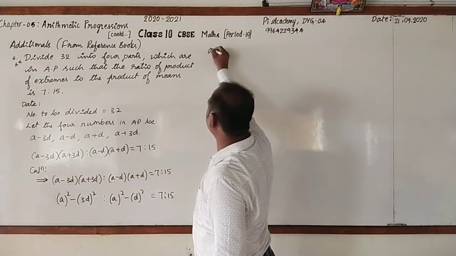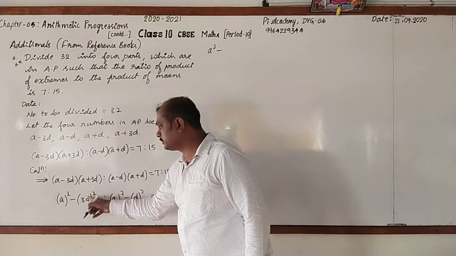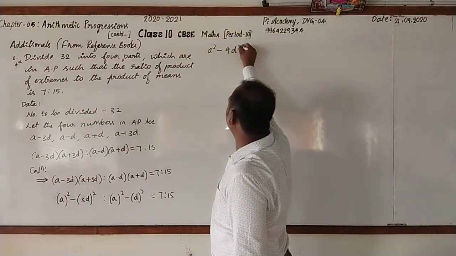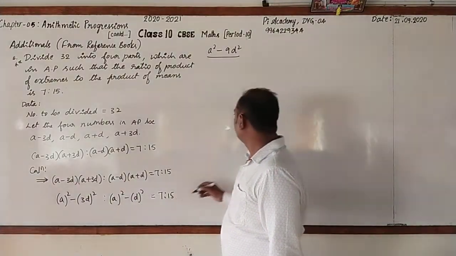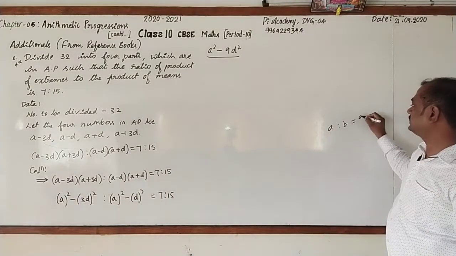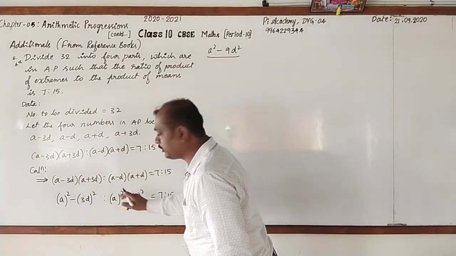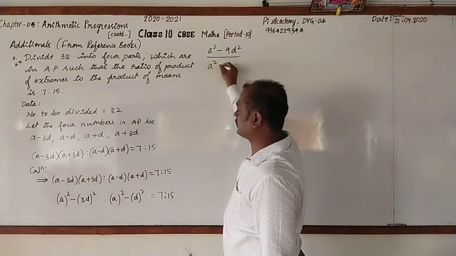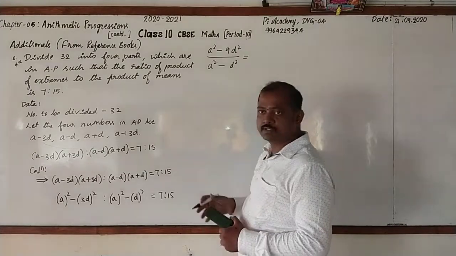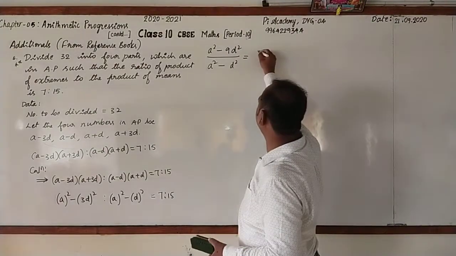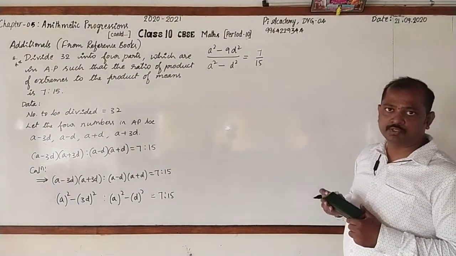Next, I'll simplify that. What is a whole square? It is just a square minus 3d whole square. Apply square to both the terms. 3 square is 9, so 9d square, whole divided by, because as it is in the ratio, you can write a is to b as a by b. Now here again a square minus d square, which is equal to 7:15, can be written as 7/15. Hope that you have understood.